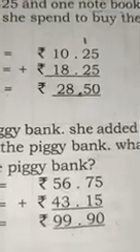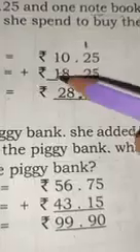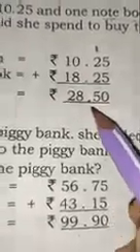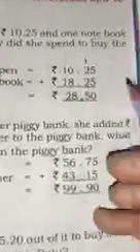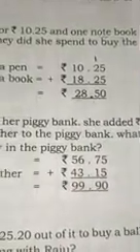Okay. After finishing the paise, come to the rupees. 0 plus 8 is 8. 1 plus 1 is 2. So, what is the total amount she spent? Yes, she spent 28 rupees 50 paise. Understood, children?